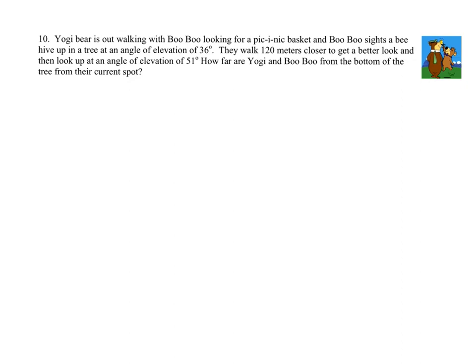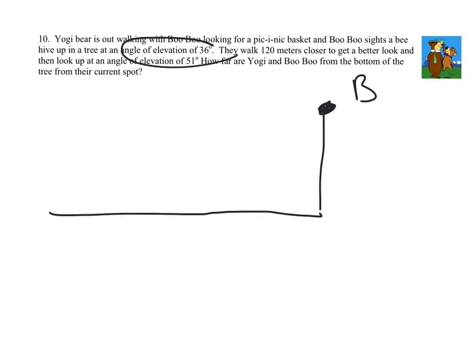Problem 10. Yogi Bear is walking with Boo Boo looking for a picnic basket, and they sight a beehive up a tree. So here we're going to have our tree. We'll have the beehive at the top of the tree, and it says the angle of elevation. So they're going to be walking towards this tree. So they're going to be walking in this direction, and it says from this point, they spot this beehive, and the angle of elevation is 36 degrees. They walk 120 meters closer.